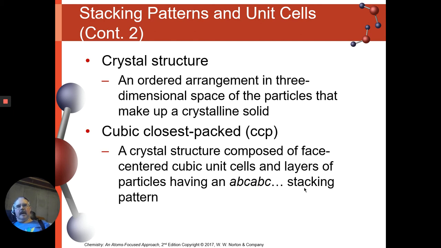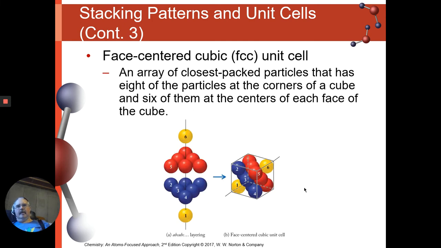Okay, the other common type of arrangement is what's called cubic closest packing, and that's the ABC stacking pattern. Okay, for a face-centered cubic cell, this is an array of closest packed particles that has 8 of the particles at the corners of a cube and 6 of them at the centers of each face of the cube.